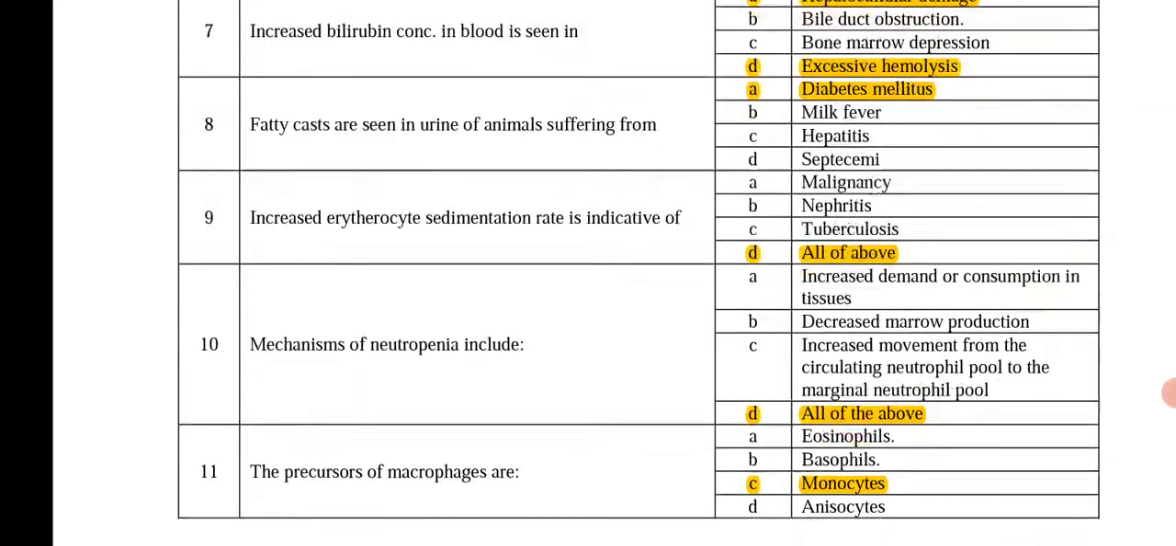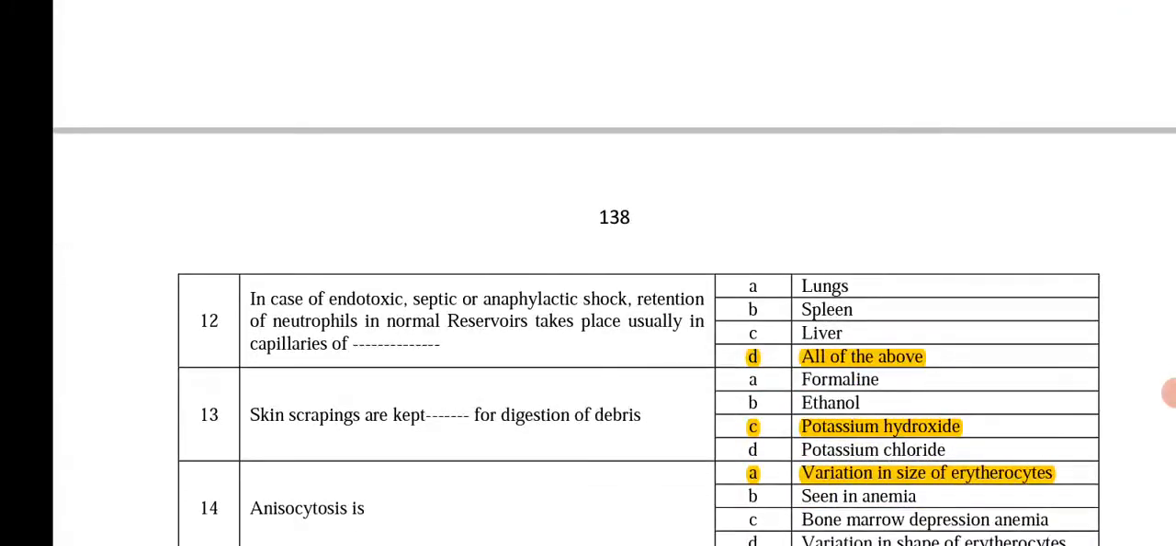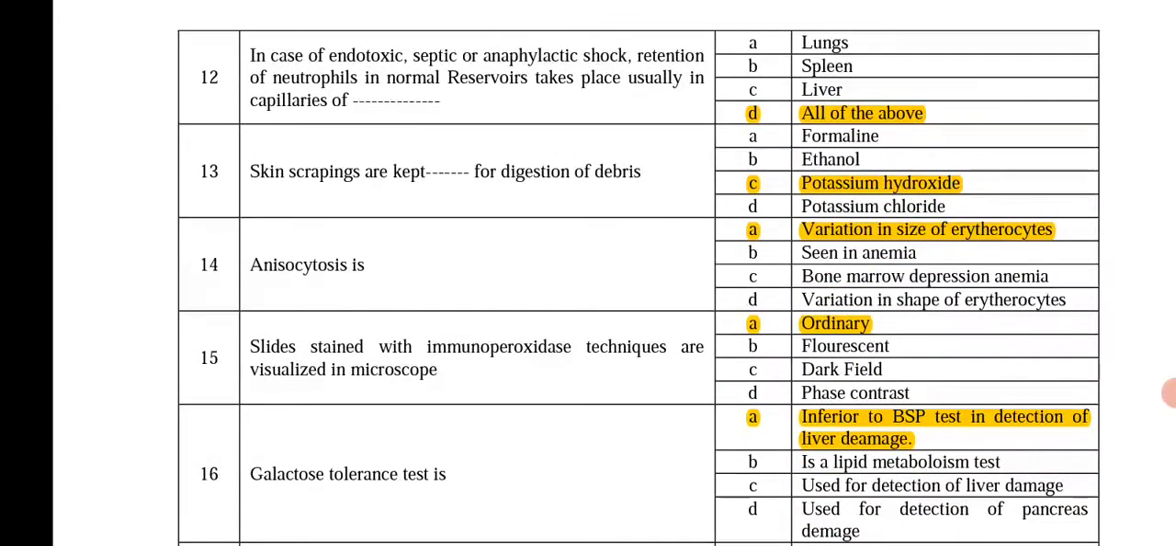The precursors of macrophages are monocytes. In case of endotoxic, septic, or anaphylactic shock, retention of neutrophils in normal reservoirs usually takes place in capillaries of all of the above: lungs, spleen, and liver. Skin scrapings are kept in potassium hydroxide for digestion of debris. Anisocytosis is variation in size of erythrocytes.